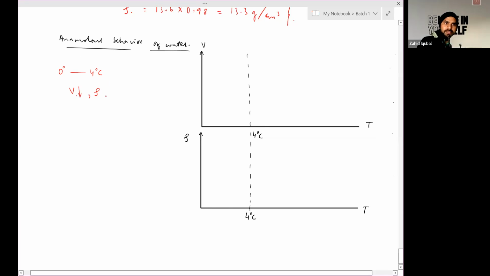Volume of the object will decrease and density will increase with increase in temperature. After it, at 4 degrees Celsius and above, volume will increase with increase in temperature, and consequently density will decrease with increase in temperature. So if you plot the graph of this particular variation from 0 degrees Celsius to 4 degrees Celsius, volume will decrease to the lowest at 4, and then it will increase like this.